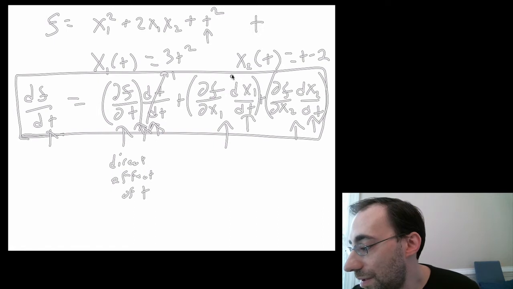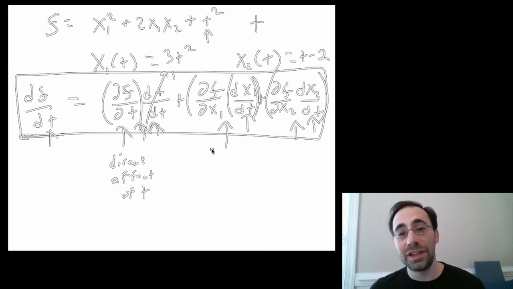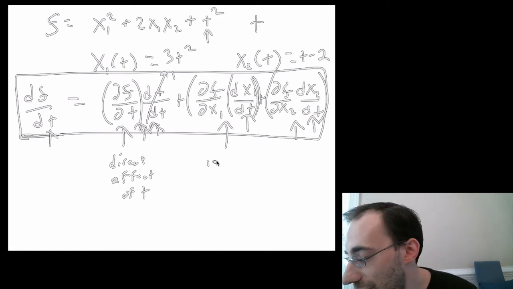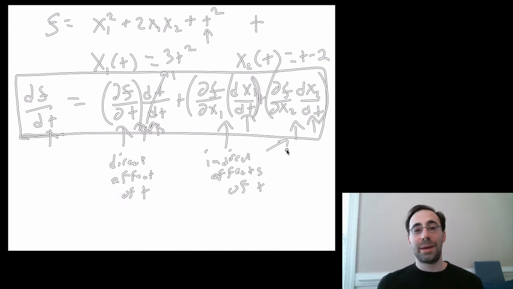Now these two are the indirect effects of t. So we refer to these as the indirect effects of t because they capture how t affects f via x1 or x2. I can go through and actually solve this thing, and I did not make myself much room, but we can try it.